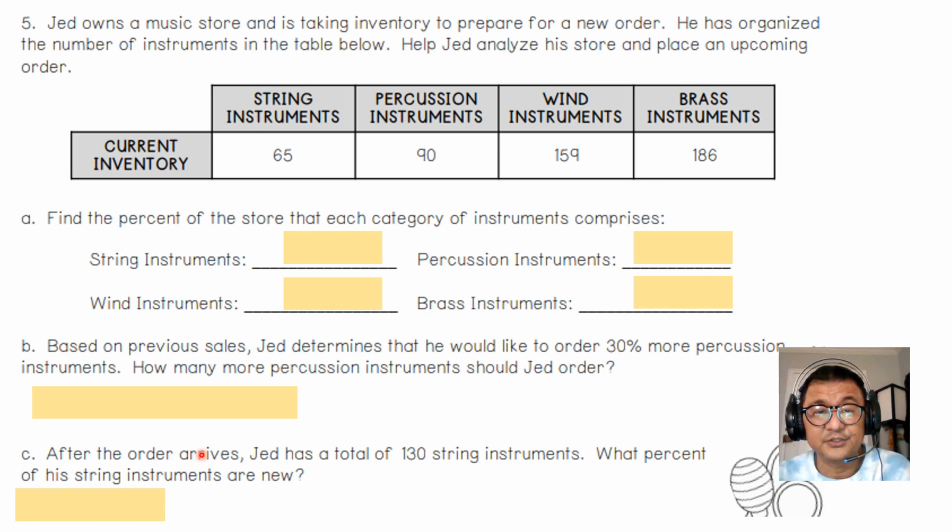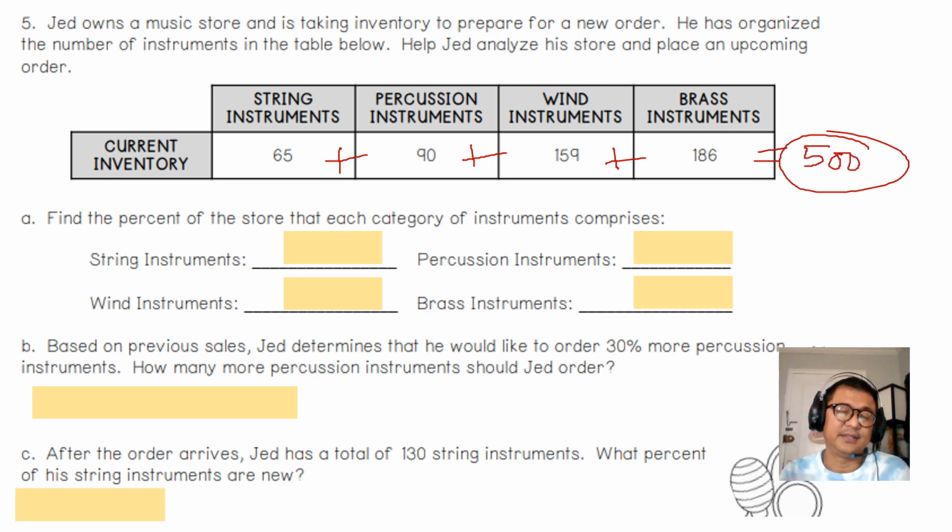These are all part of his overall total instruments. Do you know the total instruments? We haven't done that, so let's do that first. I need to get a total. So let me add everything. Get your calculator if you need to. The total will be 500. Okay, got it? Now, but these are not percents yet.